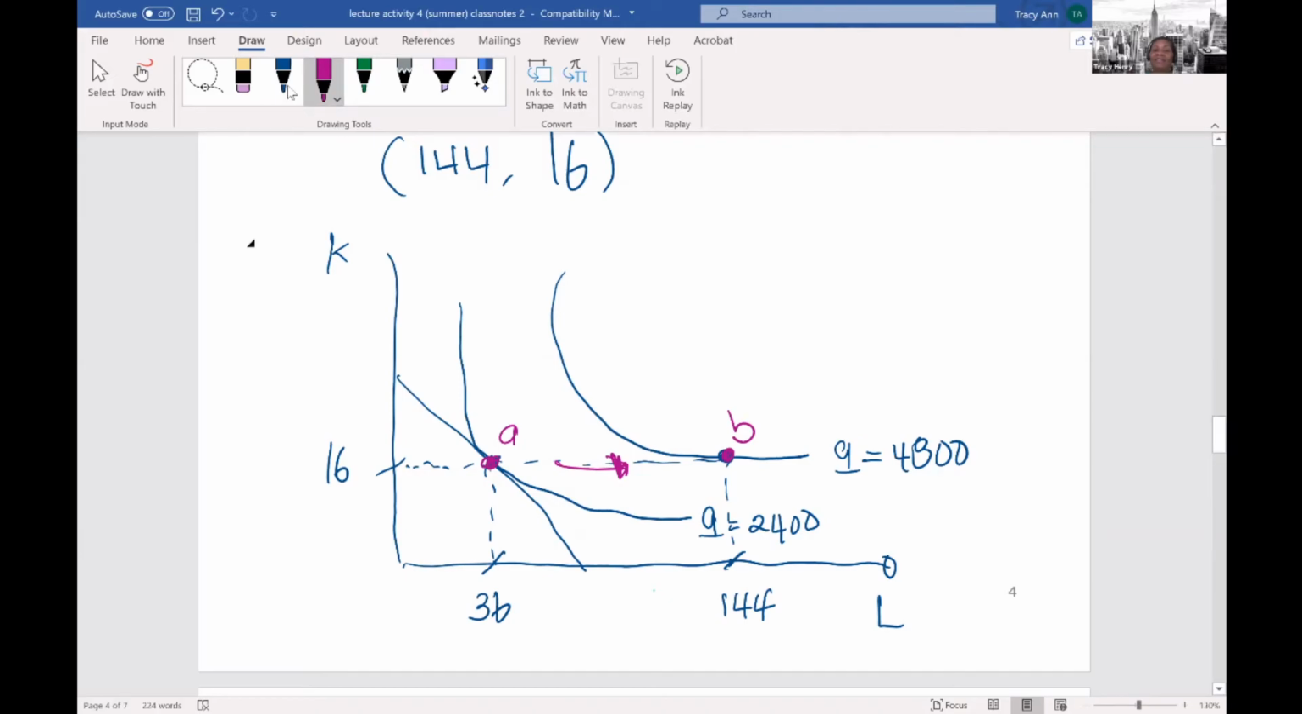But we know that this is not cost minimizing. How do I know this is not cost minimizing? Not because I have a crystal ball or an 8 ball and I look in it and ask, is it cost minimizing? No. What?